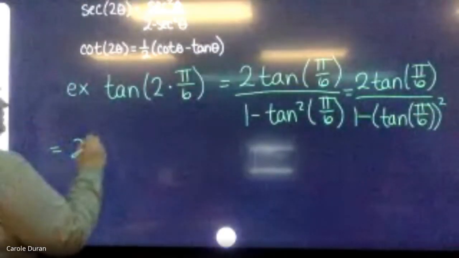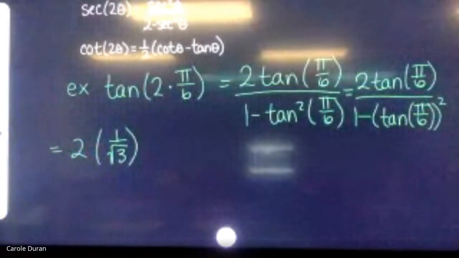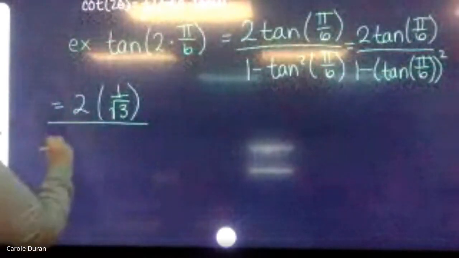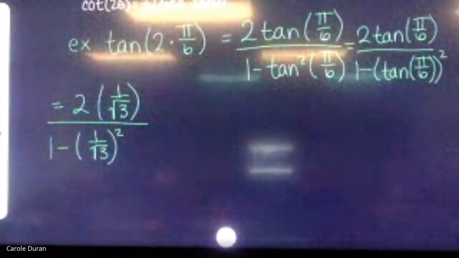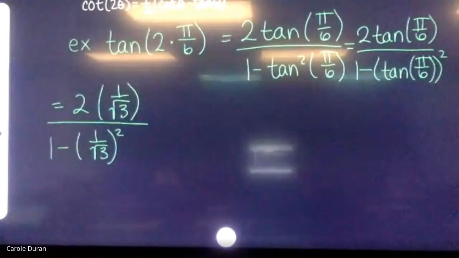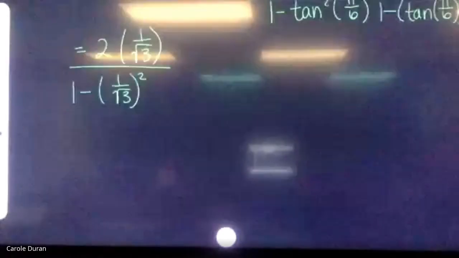Perfect. So this is equal to 2 times 1 over the square root of 3 in the numerator, over 1 minus 1 over the square root of 3 squared. I literally replaced tangent of pi over 6 with 1 over the square root of 3 because that's what it's equal to. Are we all okay with that? I'm picking up what you're putting down.